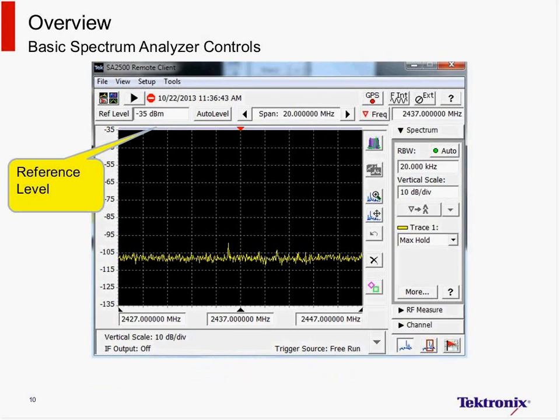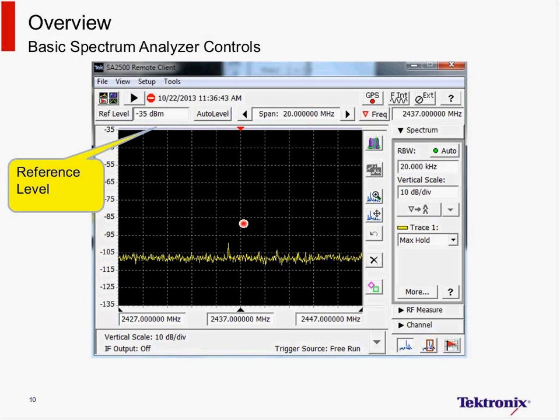The reference level control is very important to any spectrum analyzer. What we want to do with the reference level control is lower the reference level value until the peak of any signals that are on the display are actually as close to the reference level as possible without an overload condition being exhibited by the spectrum analyzer.